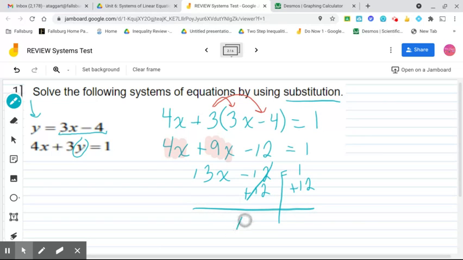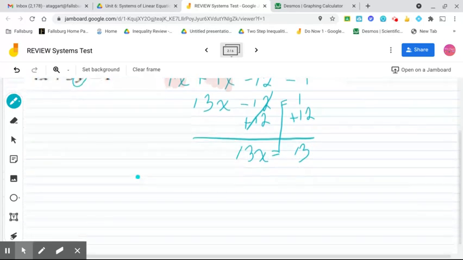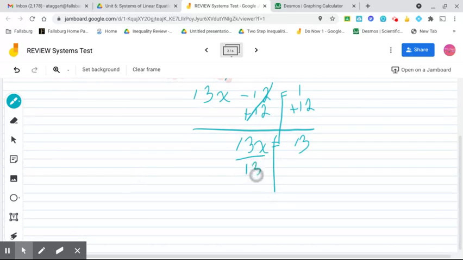Now it's a simple two-step equation where I can add 12 to both sides. Negative 12 plus 12 cancels. I'm left with 13x equals 13. And finally, divide each side by 13. Cross off the 13s because 13 divided by 13 is 1. So it looks like our x value here is 1.